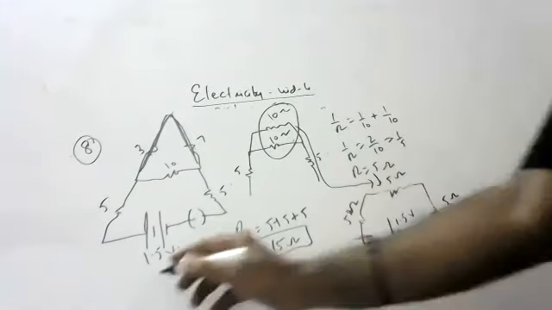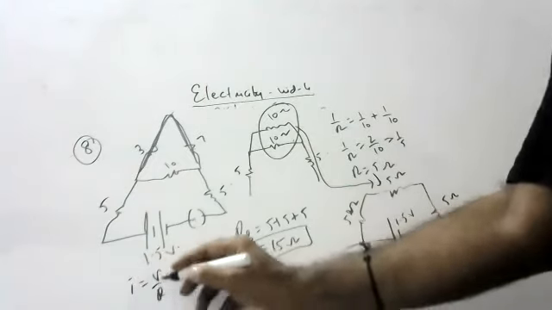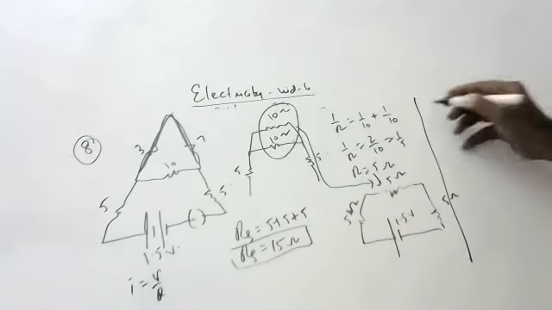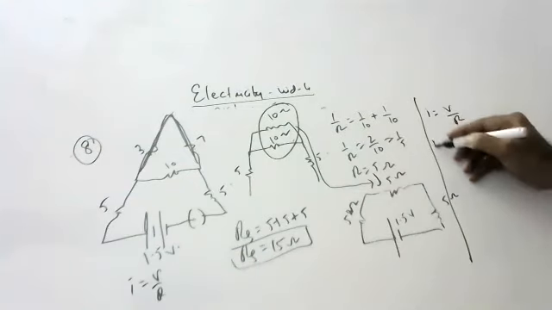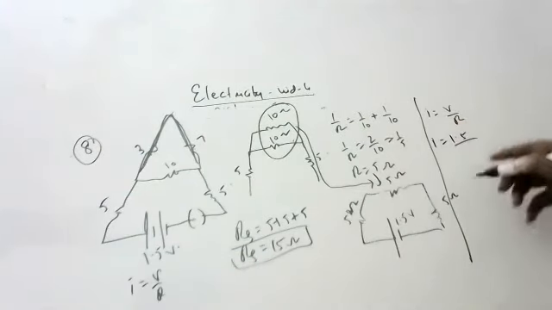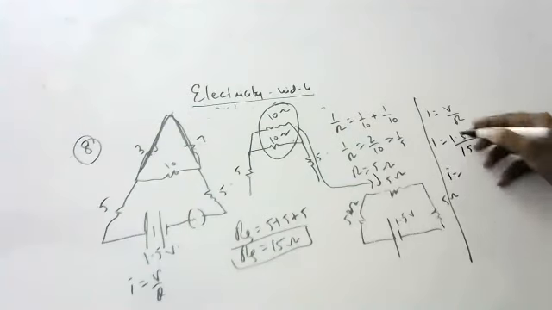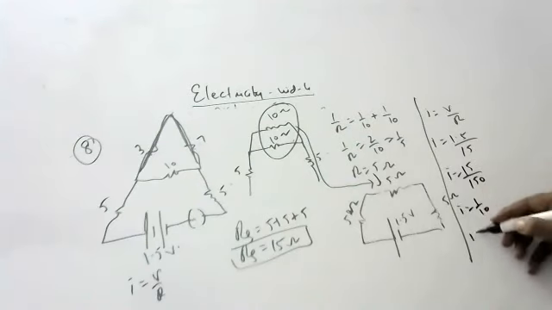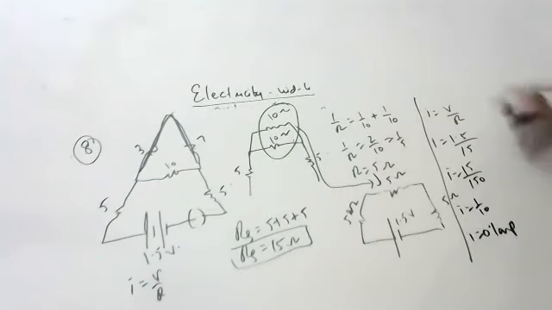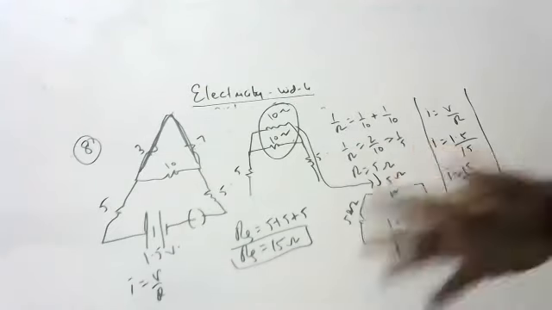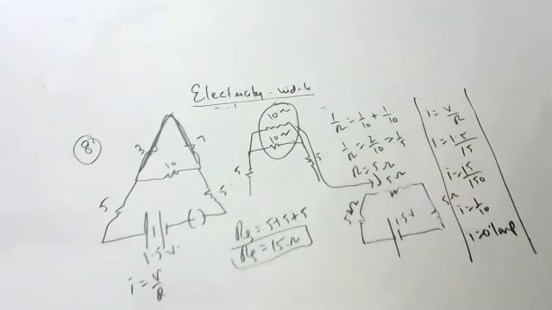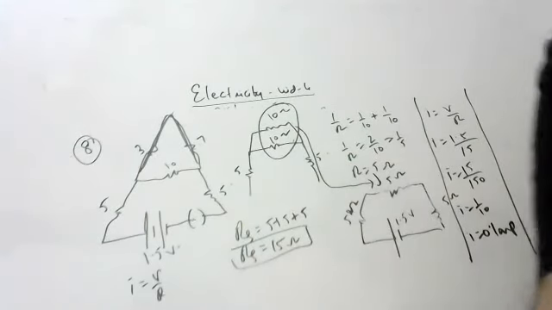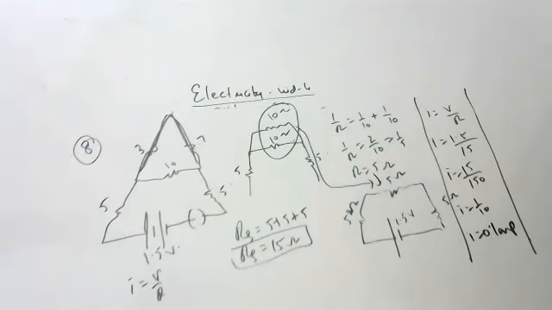Now, total current I is equal to V by R. How much is V, children? 1.5. How much is R, children? 15. So if you remove the point, 15 by 150, that is 1 by 10, that is 0.1 ampere. The total current in the circuit is 0.1 ampere, children. You should know what you are doing, children. When the question is there, you should know what you are doing.